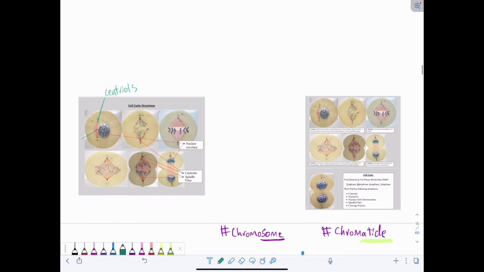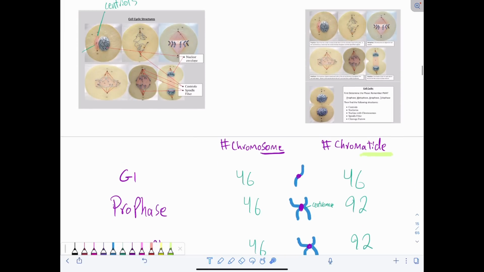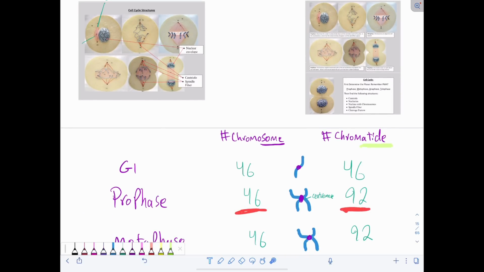In prophase, you get the breakdown of the nuclear envelope, and the centrioles move to the poles, the ends of the cell, and they start to throw down their spindle fibers to grasp the chromosomes there. Notice that there are 46 chromosomes, but there are 92 chromatids.